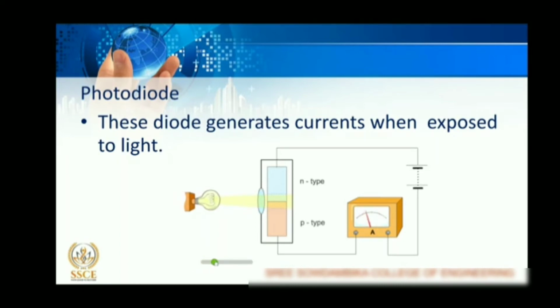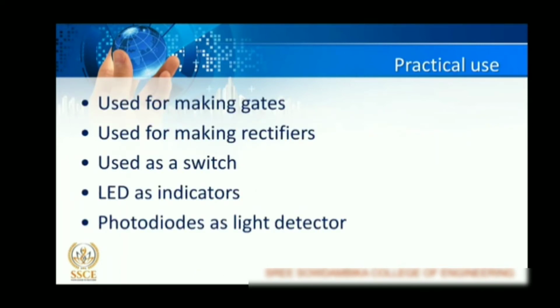So what does photodiode mean? The photodiode will produce electric current when light falls on it. These are the practical uses of diodes. Used for making gates. Gates means logic gates. With the help of these diodes we can make logic gates like AND gate, OR gate, NOR gate, NOT gate, etc. Used for making rectifiers. In an upcoming session we will discuss rectifiers. A rectifier converts AC to DC. Next, it acts as a switch. Next, LED is used as an indicator. Photodiodes are used as light detectors.